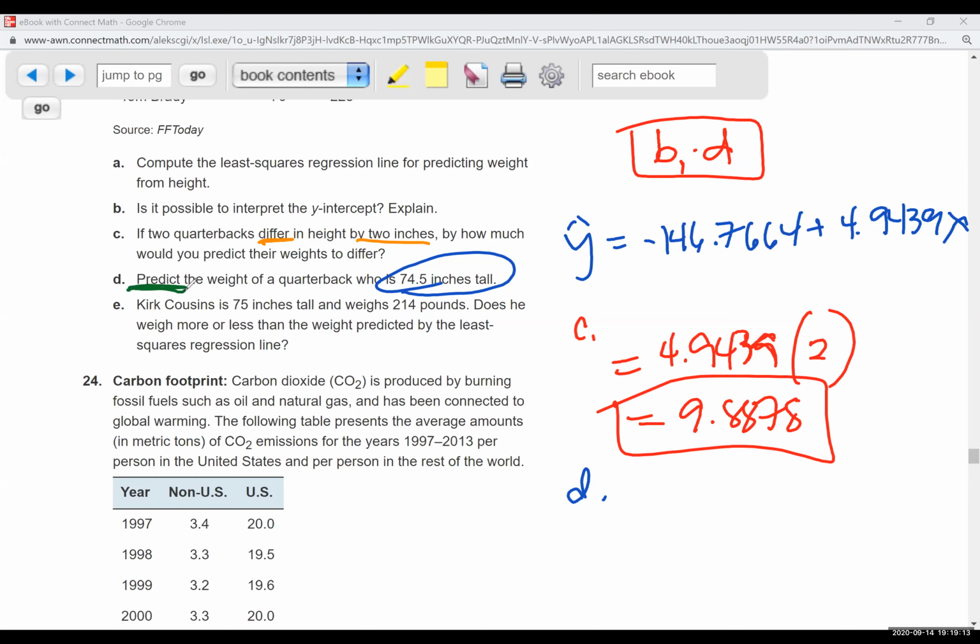Predict, so meaning to compute for the predicted value. What do we need to solve that? You would substitute the number for x. Yes, substitute 74.5 to x. Predicted value is the y hat, so you need to compute for y hat. So -1 for 6.7664 plus 4.9439 times 74.5.